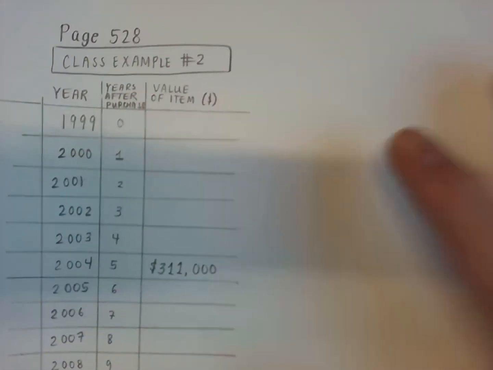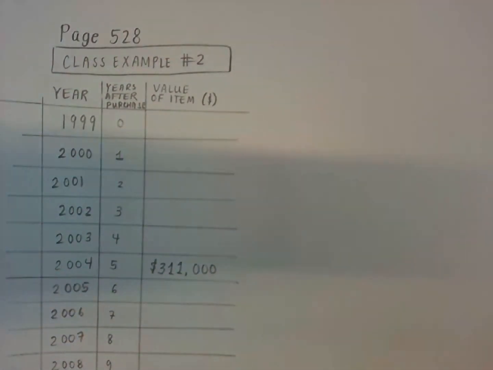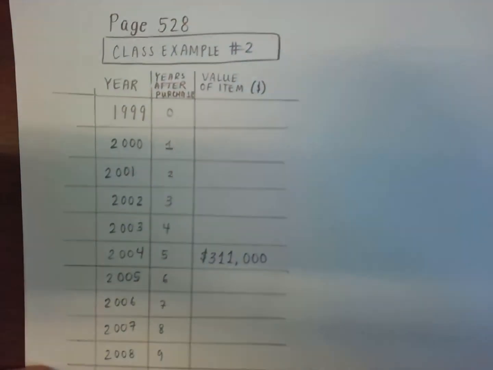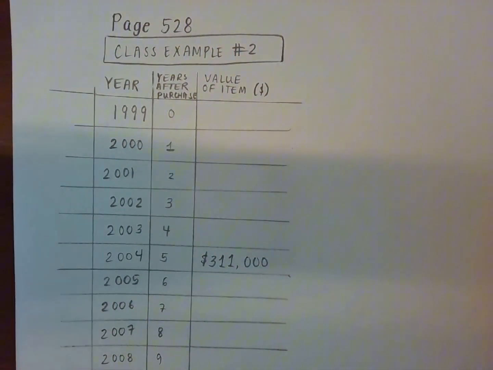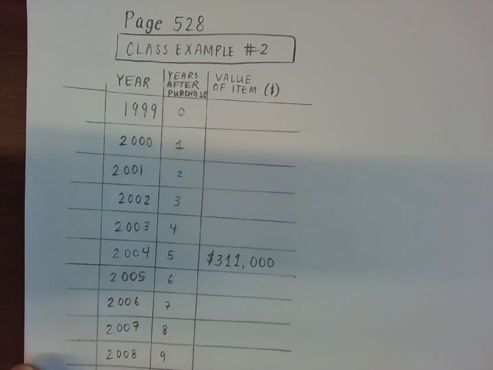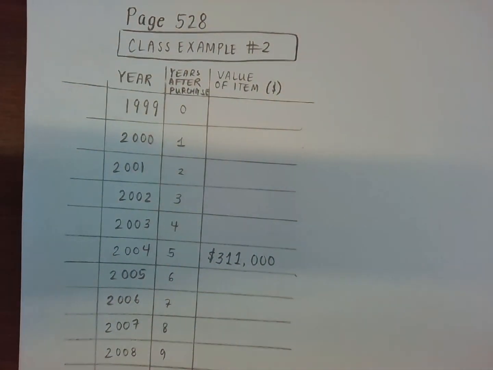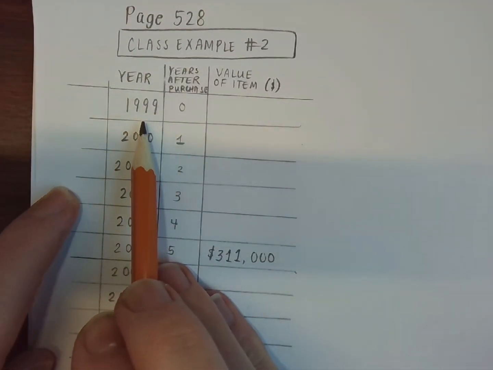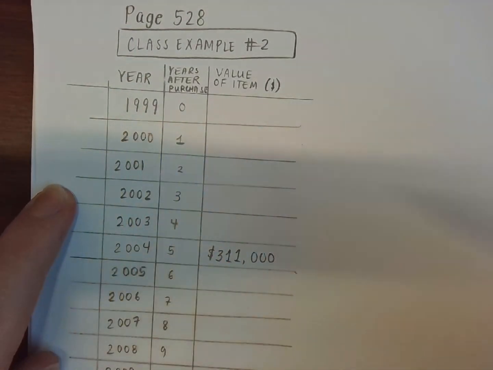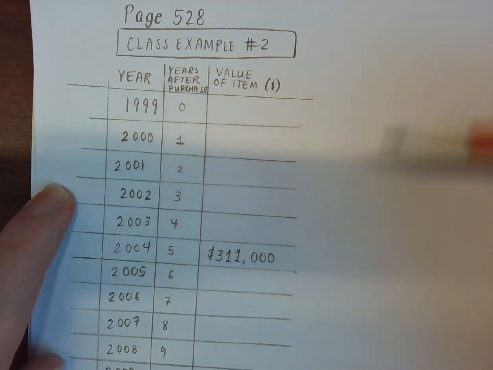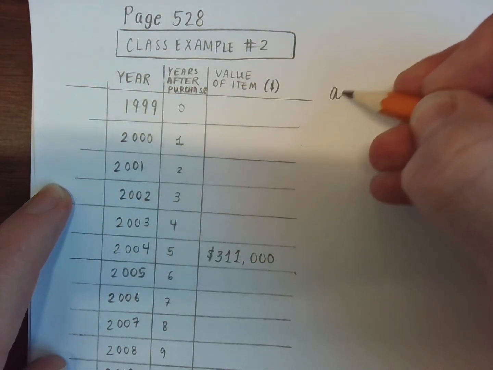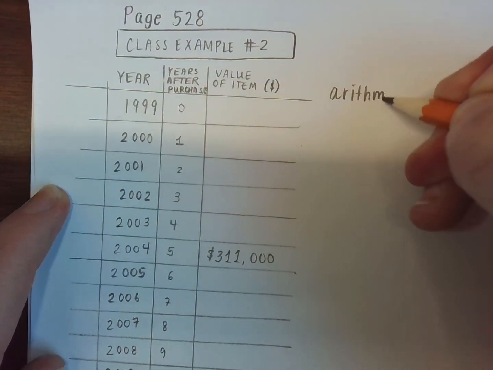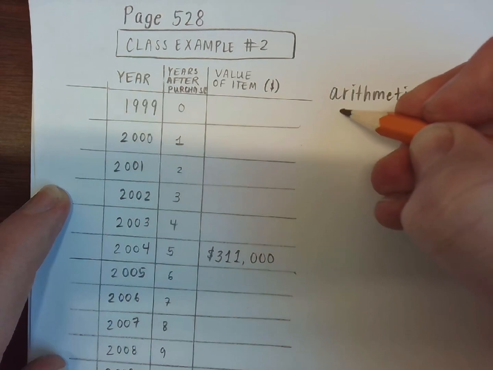This is page 528, class example 2. So I just tried to organize the information that was on there already. If you look at that page, it says the printing press was bought in 1999. It depreciates in value the same amount every year. So that tells us that we're dealing with an arithmetic sequence, because the decrease is linear.